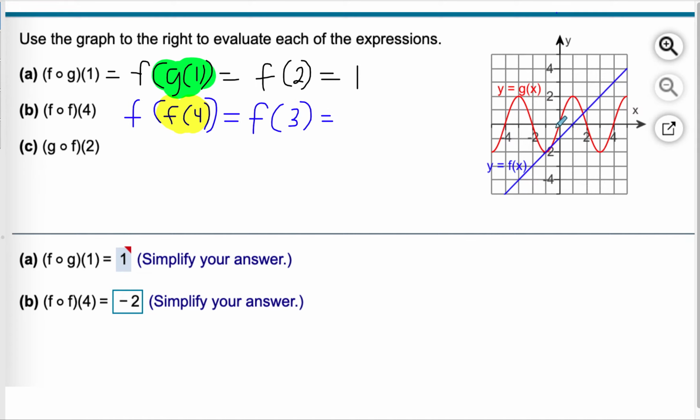Now we go to the x-axis and we go to the 3, and then we go up to the blue graph and we find that the answer is 2. I would love to know how you got negative 2. Maybe you can tell me when we're in class on Monday.